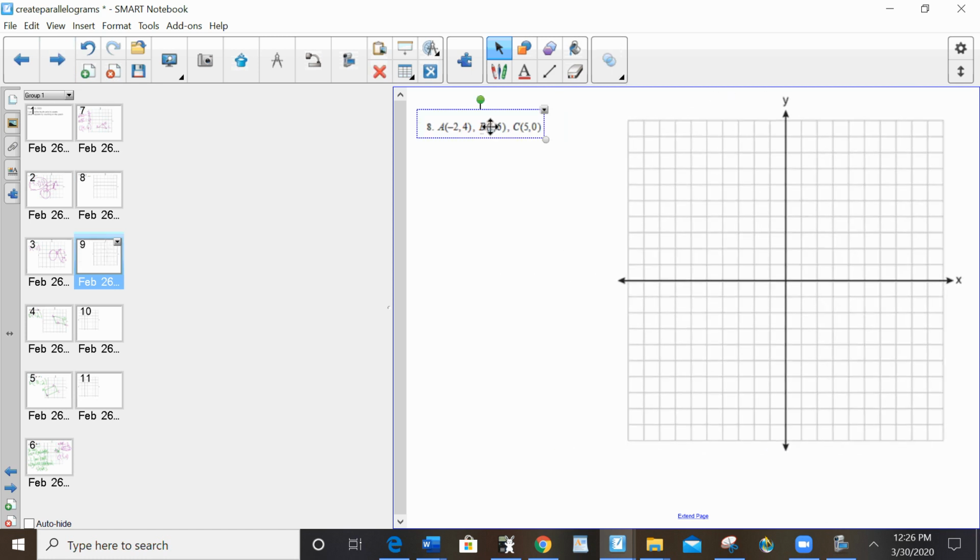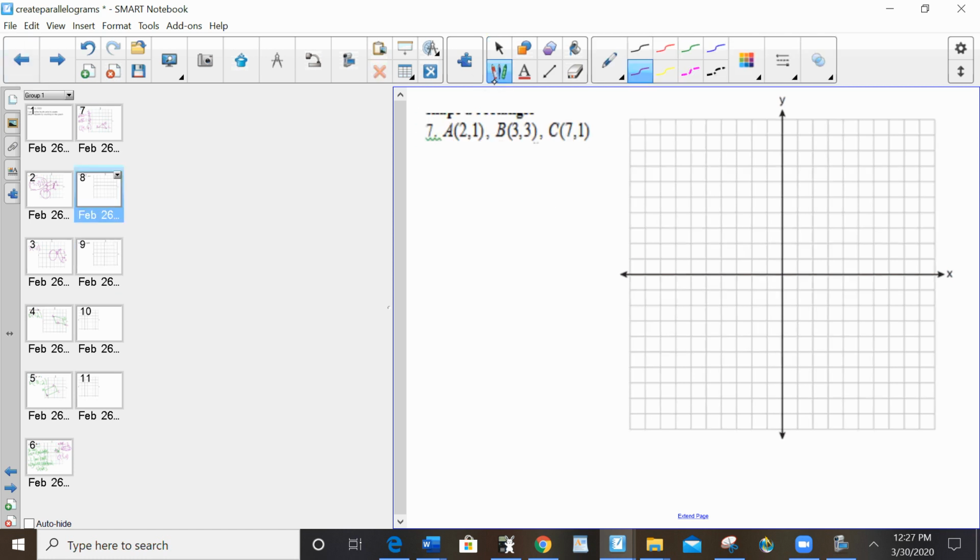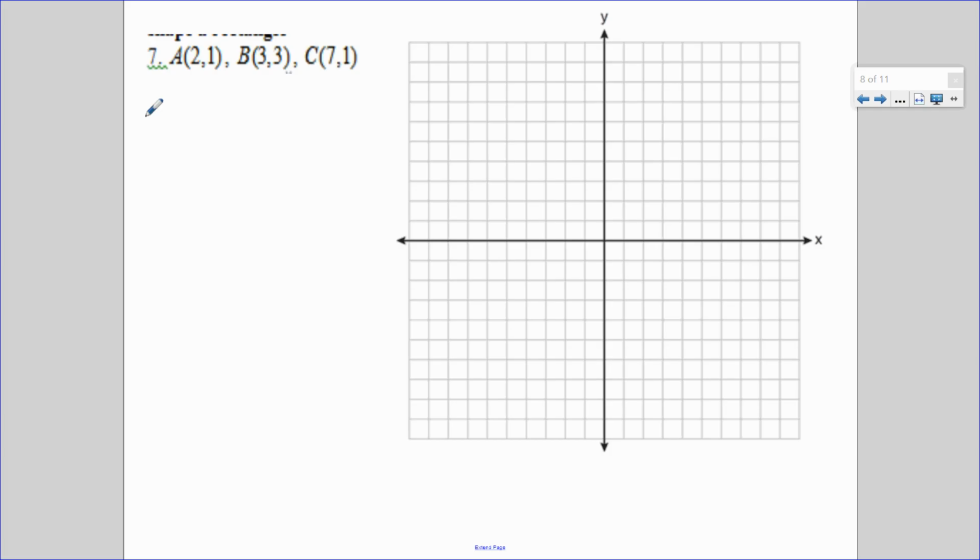So we're going to do 2 examples for rectangle, and then I'll let you do the rest on your own. A is 2, 1. B is 3, 3. C is 7, 1. I mean, it's really the same thing that we just did with parallelogram. If I want D, I just have to be careful. No, there's really nothing to be careful of.